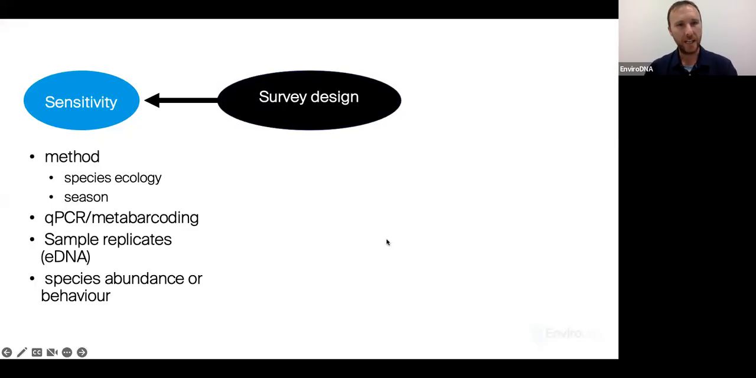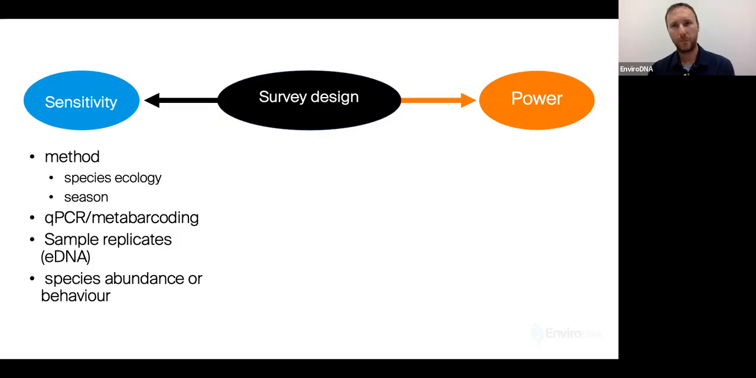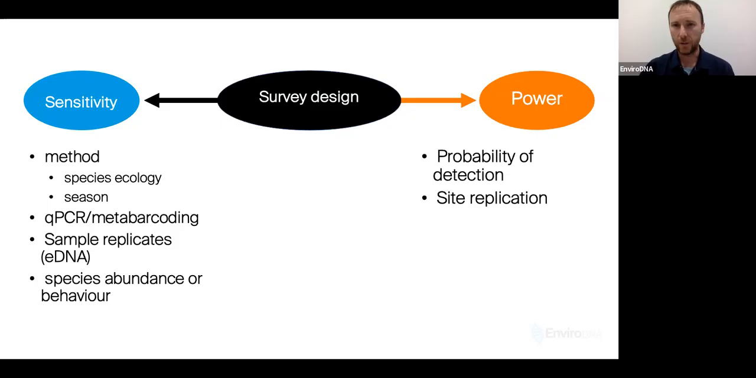So getting back to our survey design. Once you understand a little bit about the sensitivity of the methodology you're using, the other component that needs to go into your survey design is your power. That might be, what's the power to detect your species? This is a little different from sensitivity. Sensitivity is the probability of detection at the site level. Your power is more about the probability of detection across your survey area. So that's really related to site replication and also site repetition.